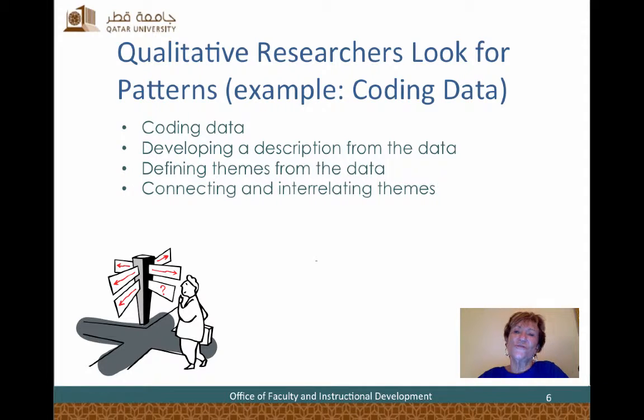Qualitative researchers look for patterns, and I'm going to take you through one way of looking for patterns, which is coding data. In coding data, you go through and define themes from the whole of your data, and you connect them and you find meaning between them, and so you come up with interrelating themes. Let's look at a little example.